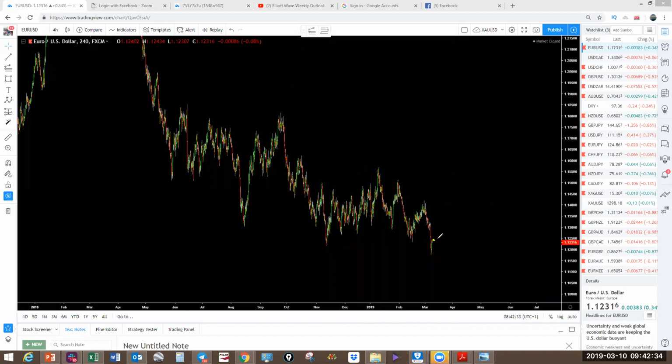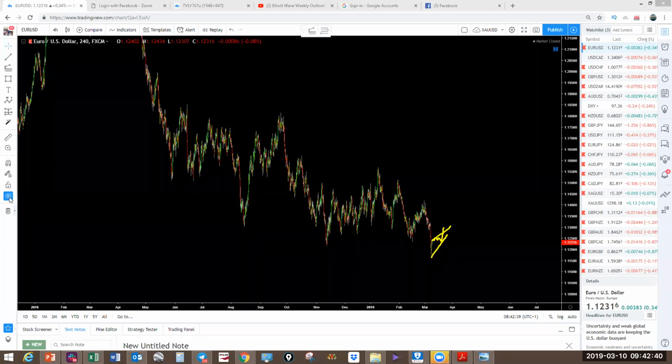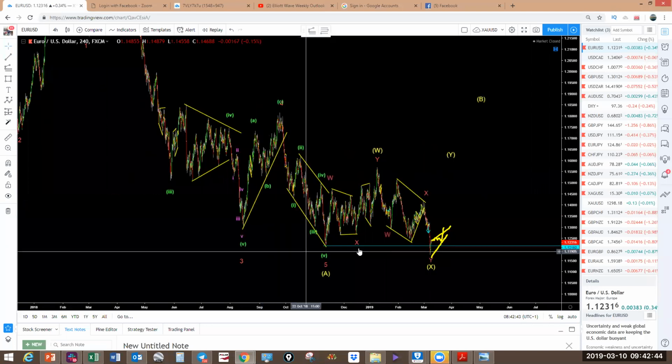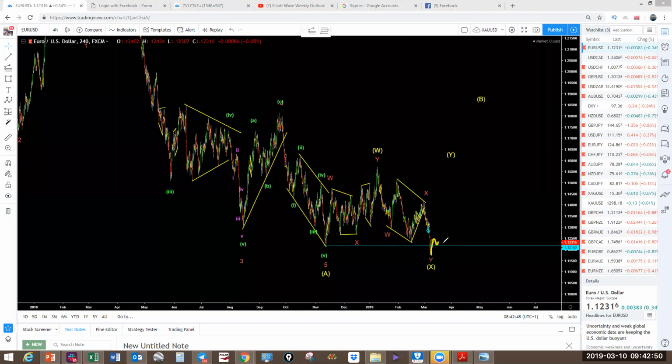Even if you get a corrective structure here, you can get something like this, and this will be correcting on this low here. This will be correcting on the low. Let me do it again. This will be correcting here on the low like that. It can be a 3-wave pullback for further downside.